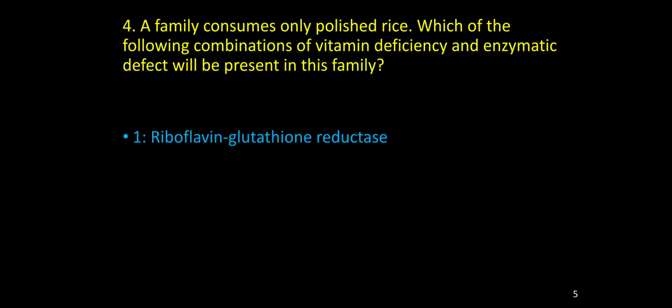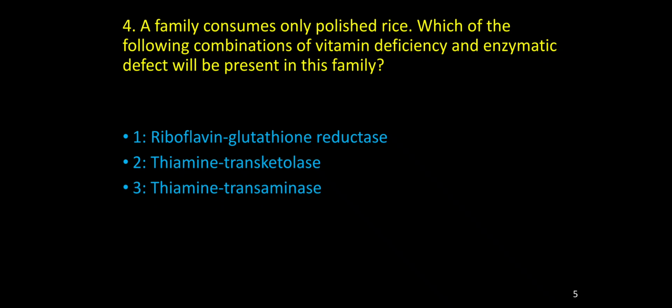First option is riboflavin and glutathione reductase. Riboflavin is vitamin B2. So you have to remember the name of the vitamin and the number of the vitamin. Glutathione reductase is the particular enzyme related with glutathione, for the regeneration of glutathione molecule in our body. Another option is thiamine and transketolase enzyme, so that is vitamin B1. Another option is thiamine and transaminase enzyme. And the fourth option is riboflavin, again vitamin B2, and transketolase.